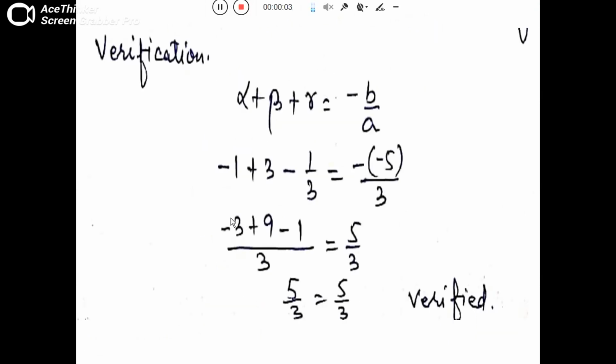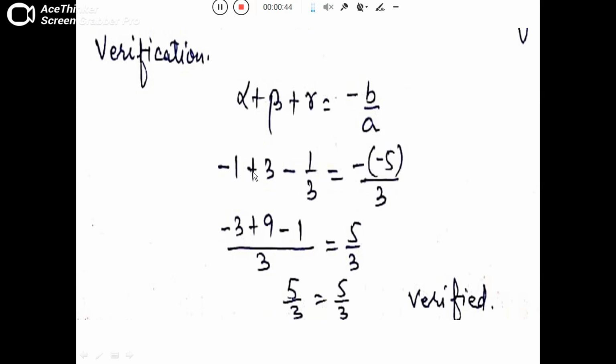Okay, after verifying that minus 1, 3 and minus 1 upon 3 are the zeros of this polynomial, let us verify the relationship between zeros and the coefficients of this polynomial. So first formula, you know that sum of zeros alpha plus beta plus gamma equals minus b upon a. Now substitute the values of alpha, beta and gamma, which are minus 1, plus 3 and minus 1 upon 3, and the values of coefficients. b is the coefficient of x square and a is the coefficient of x cube.